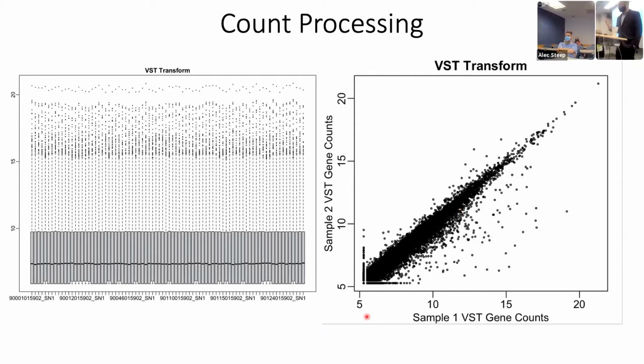Now, some genes have expression of 0. Quite a majority of them do, and they all line up here. What VST does is it actually shoots them up to 5.